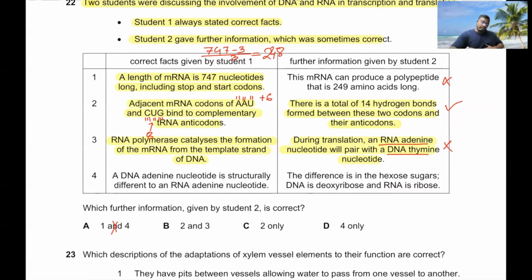Now let's see whether number 4 is correct. So technically number 4 shouldn't be correct. A DNA adenine nucleotide is structurally different to an RNA adenine nucleotide. The difference is not a hexose sugar, it's a pentose sugar. So number 4 is also wrong. So 2 correct only. Question number 22 is C.